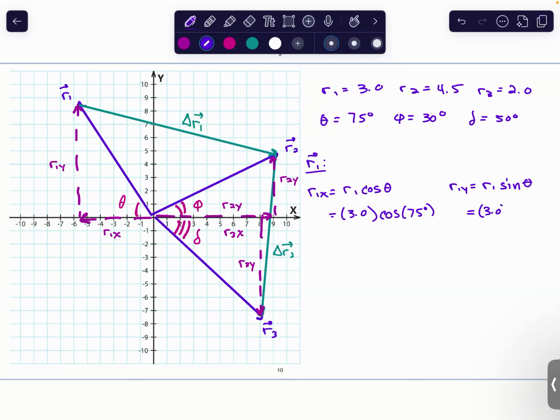R1y is going to be 3.0 times sine of 75. Okay, so that's going to give us 0.776 over here and 2.90 over here. Then we think about R1, it's in quadrant 2. So it's going to have to be a negative 0.776 i hat and a positive 2.90 j hat. Y is positive, x is negative. So then we can write this one.